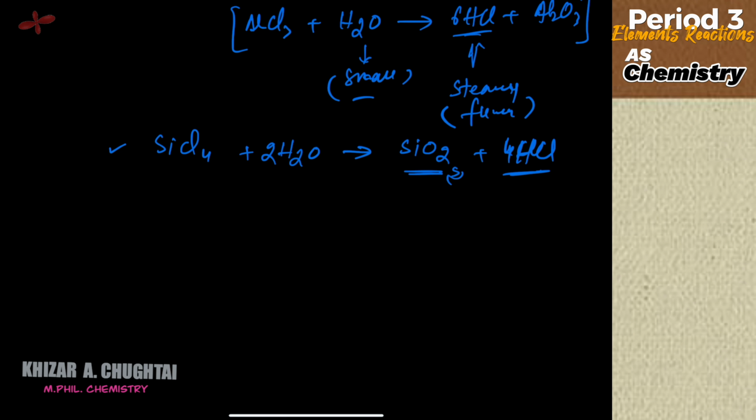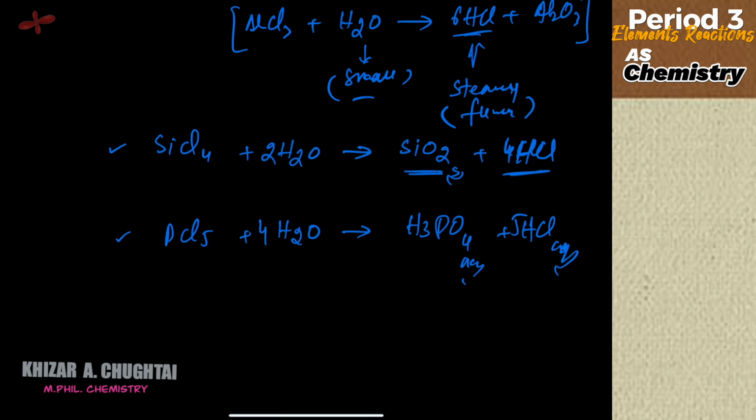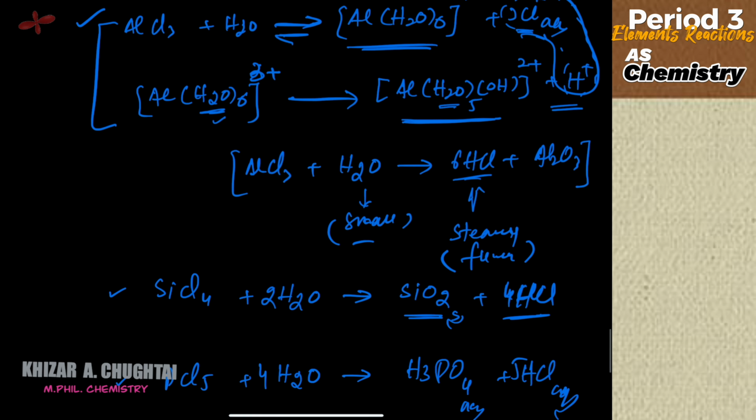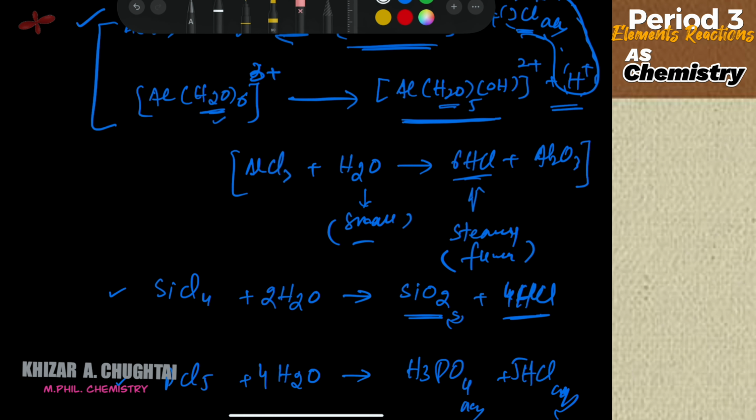The same is the case with hydrolysis of PCl5 and PCl3. PCl5 can react with water. Again, this is a vigorous reaction, and there is the formation of H3PO4, phosphoric acid, aqueous, plus HCl aqueous. For the sake of balancing, put 5 over here and 4 over here. So this is the balanced equation. These three are the main examples of hydrolysis.